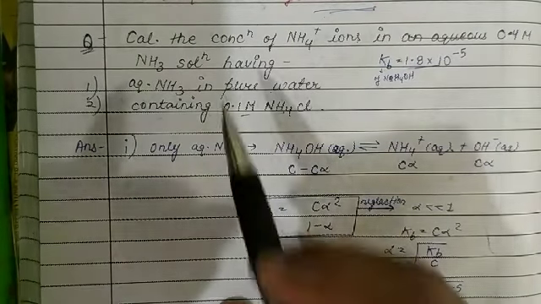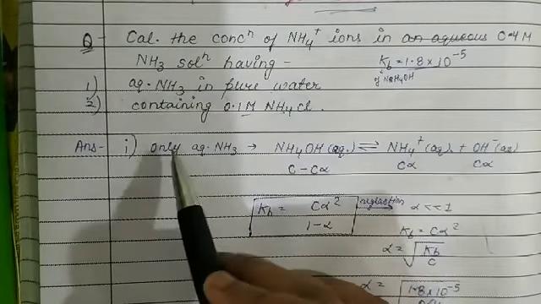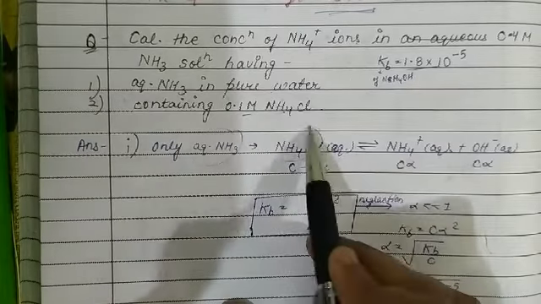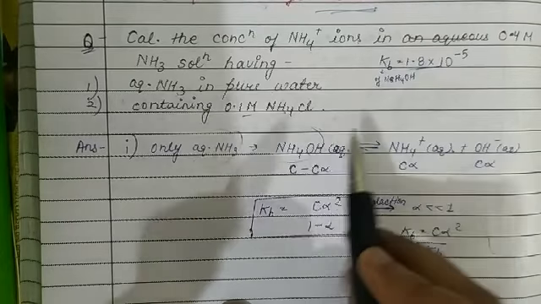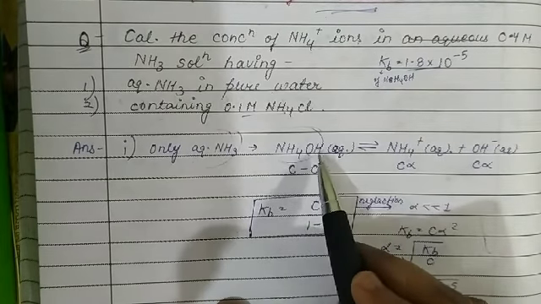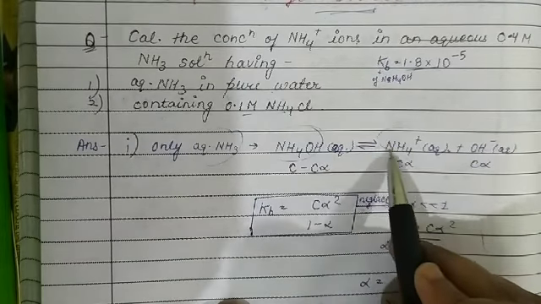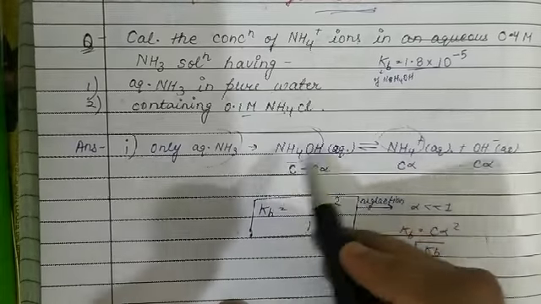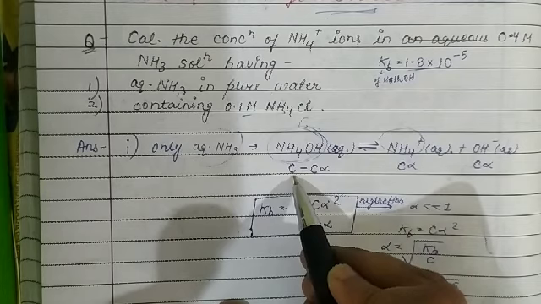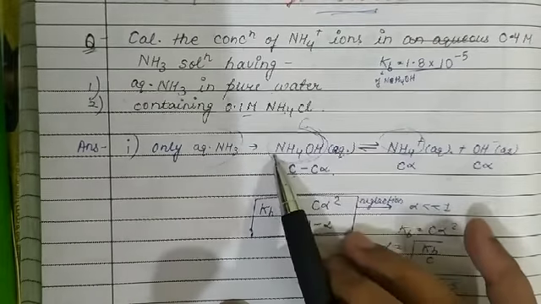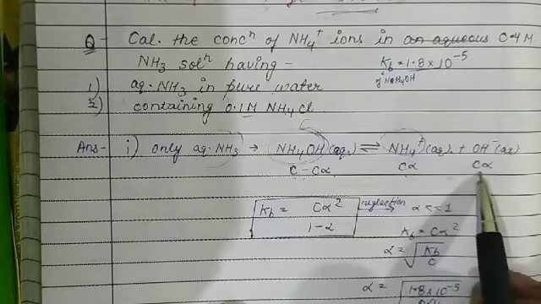First case, we are doing aqueous ammonia in pure water. We know aqueous ammonia is basically NH4OH. NH4OH is a weak base, so it dissociates into NH4 plus and OH minus. Now, the initial concentration is C, and the equilibrium concentration after dissociation is C minus C alpha. The coefficients are 1:1, so NH4 plus is C alpha and OH minus is also C alpha.